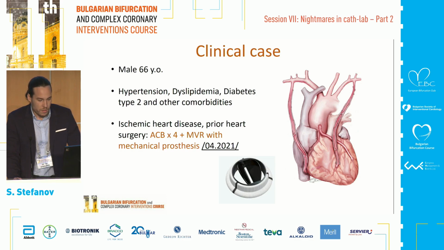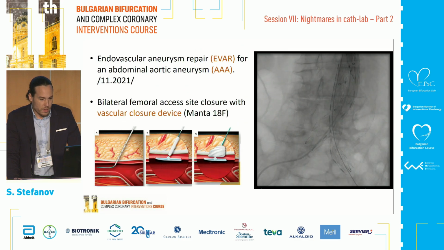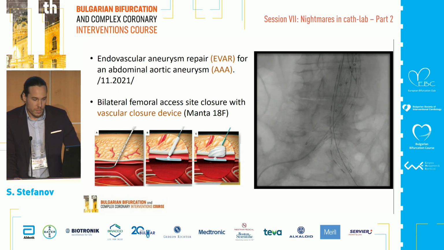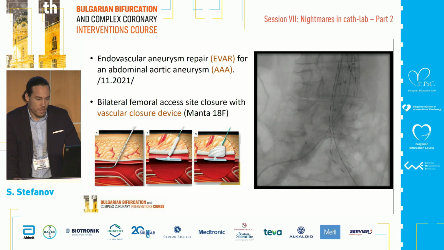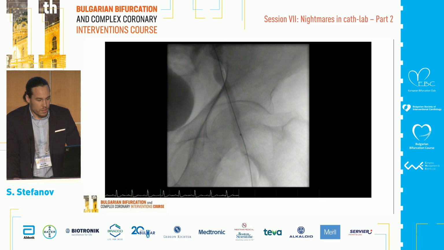A few months after the cardiac surgery, he came back to our hospital. He was admitted for endovascular aneurysm repair for an abdominal aortic aneurysm. You can see the procedure went successfully. In the end, we closed the bilateral femoral access with closure devices, an 18 French Manta closure device. This is the last scene from the procedure. You can see the anchor of the Manta closure device in place and successful closure of the access site.